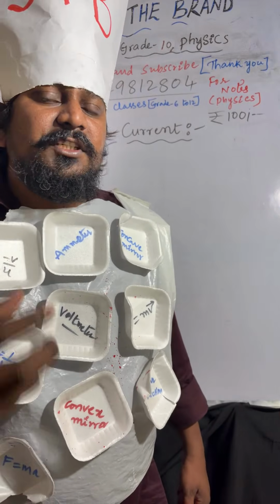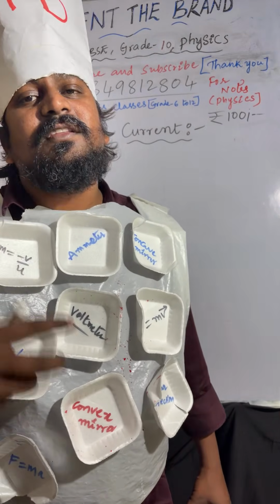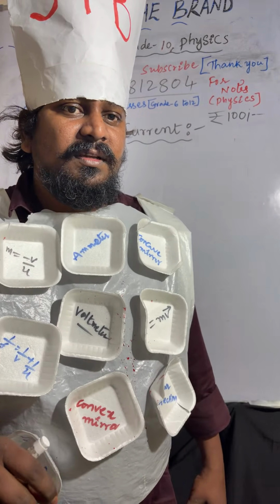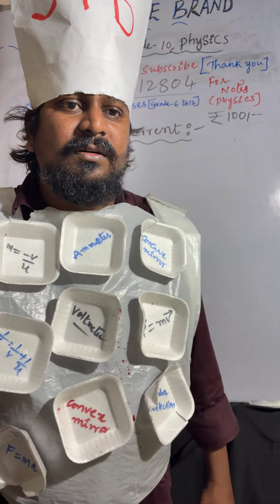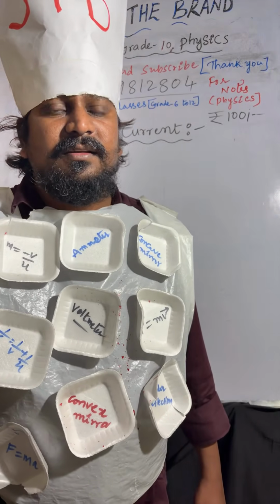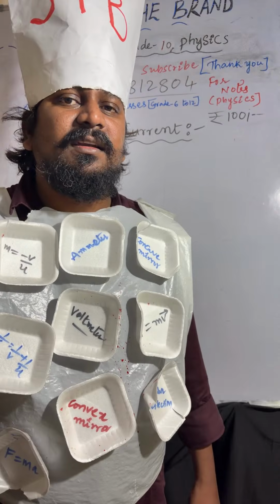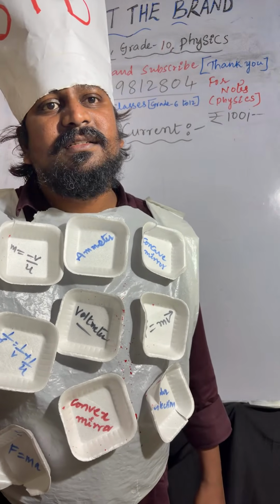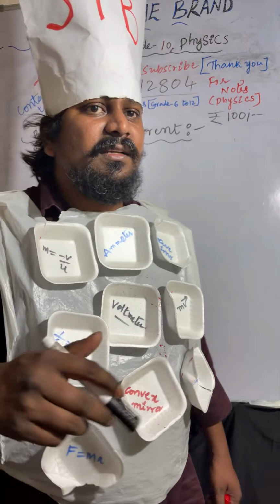A rheostat is a device which is used to regulate the current without changing the voltage source. The best example is the fan regulator. Automatically we can change the current without changing the device. That is the example.